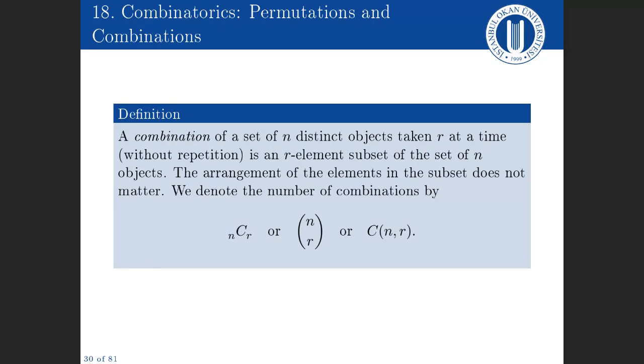This is called a combination. A combination of a set of n distinct objects, taking r at a time, without repetition, is an r-element subset of the set of n objects. The arrangement of the elements in the subset does not matter. We have three notations for the number of combinations of n distinct objects taken r at a time. I'm going to be using the notation nCr. You may have seen bracket n over r bracket or C(n,r) at school or in maths books before.